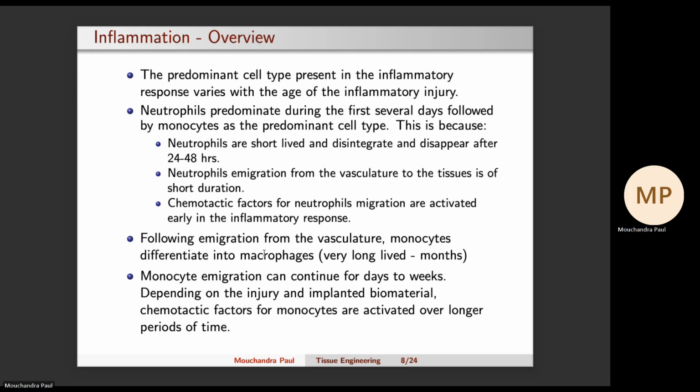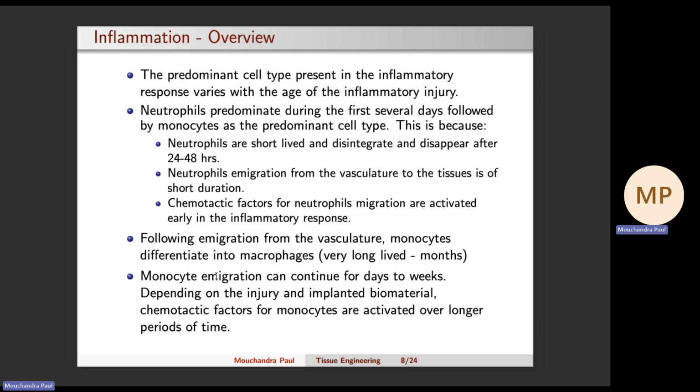Now, following the migration of the neutrophils, what cells will come? It is monocytes. These monocytes can fuse together, so four or five monocytes or even more will fuse together and differentiate to form macrophages. These macrophages, again I'll show you in the graph, stay at the site of the injury for a very long period of time. Why? Because they have a very long life, unlike neutrophils.